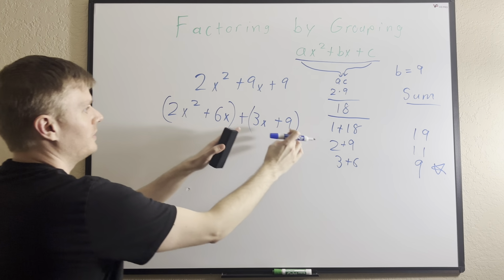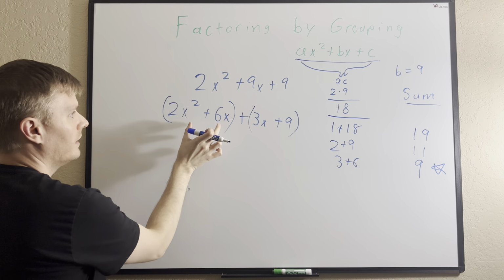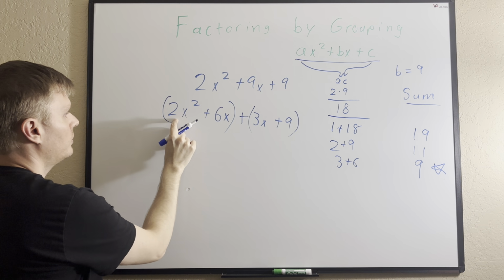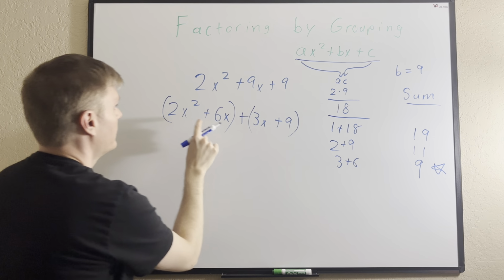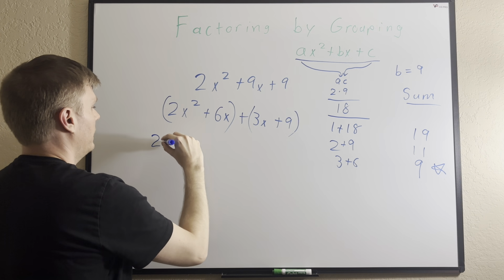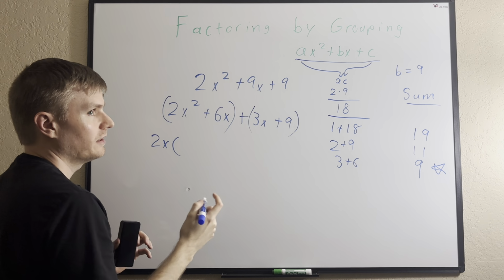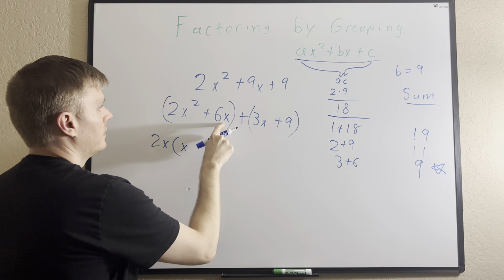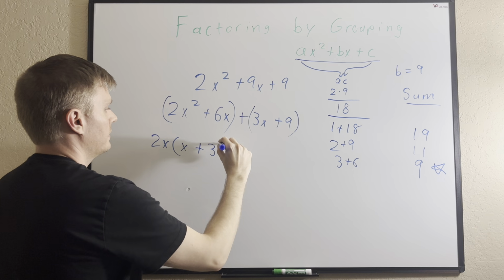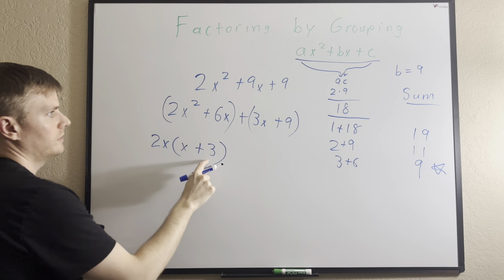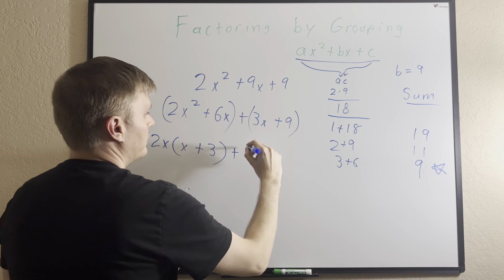Group these two together, group these two together. Slightly different though, right? What is the greatest common factor here? Well, 2 can be divided by 2, and 6 can be divided by 2. And there's an x in common, so we have 2x, right? 2x squared divided by 2x is just x. 6 divided by 2 is 3. x divided by x is 1. So that's just x plus 3. Over here on this side, the greatest common factor is 3.